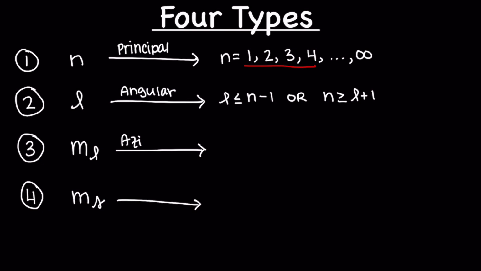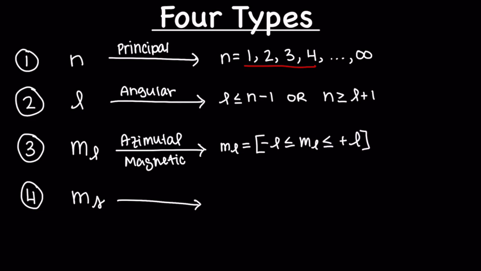ML is what's called the azimuthal quantum number, or the magnetic quantum number. ML is going to be equal to a range from negative L all the way up to positive L. So if you have an L value of 2, your ML value is going to be a range of -2, -1, 0, +1, and +2. And it could be either of the 5 values unless you're told other things.